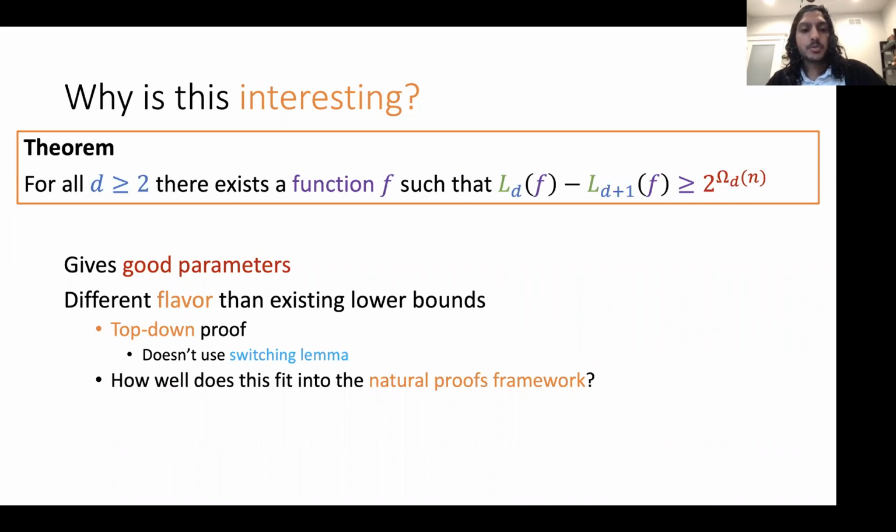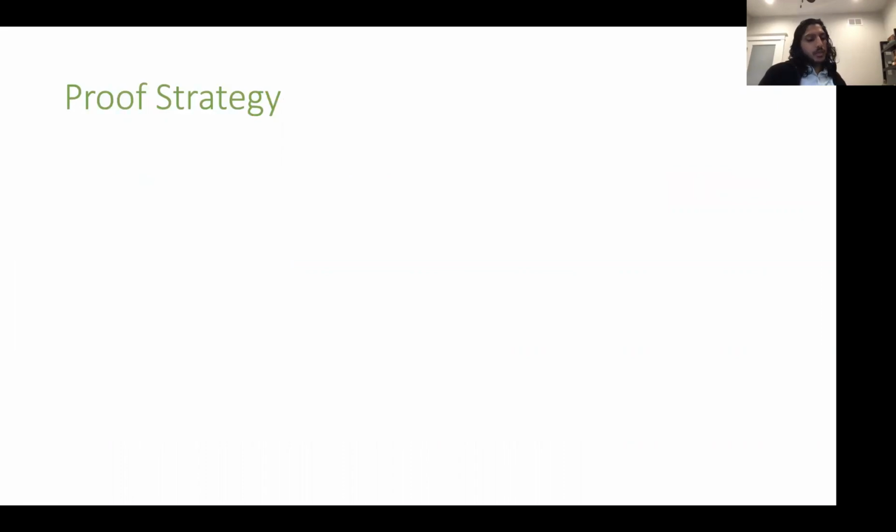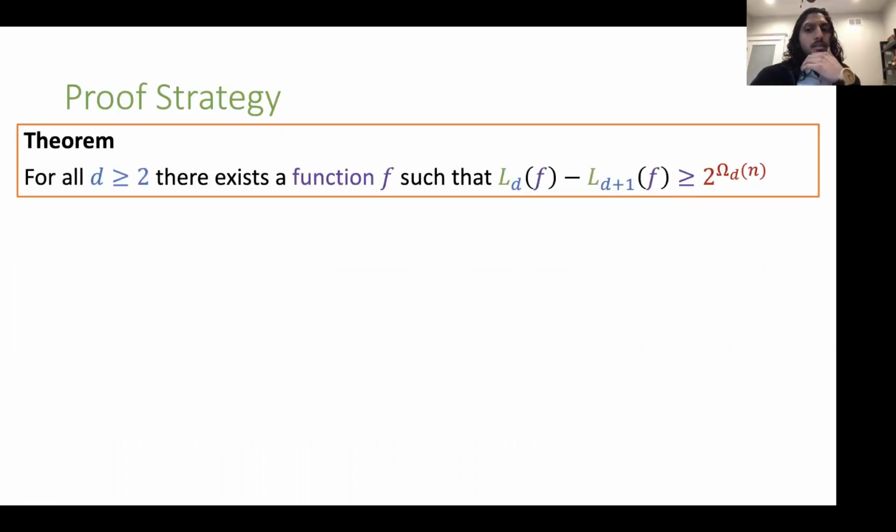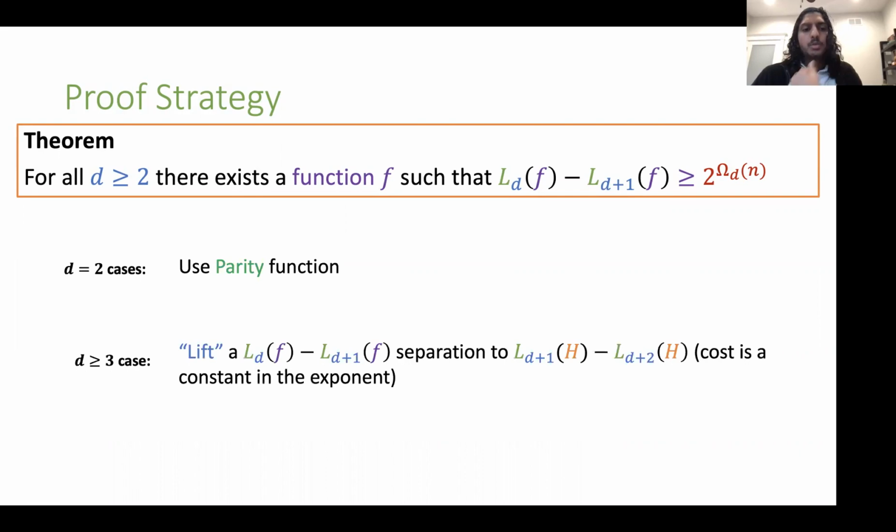Okay, so now let me tell you about how it's proved. So the proof strategy is as follows. It's a very natural proof strategy. I've just restated the theorem here. In the D equals 2 case, I'm just going to use the parity function. And in larger cases, what I'm going to do is come up with a way to lift a separation to higher depths. So if you give me a function such that this quantity is large, its depth D has a large D versus D plus 1 gap, I'm going to come up with a new function H that has a large D plus 1 versus D plus 2 gap. And what I'm going to pay is some constant in the exponent. So each time I increase the depth, I'll lose something there.